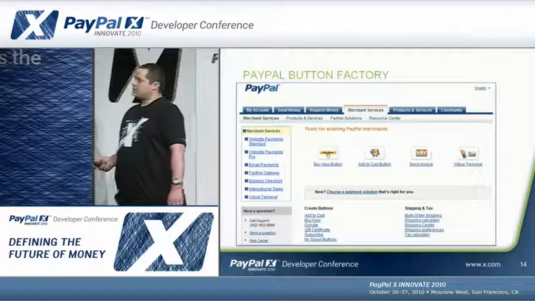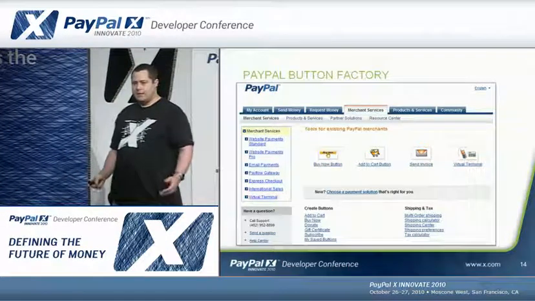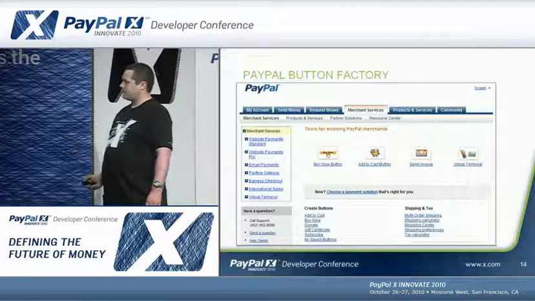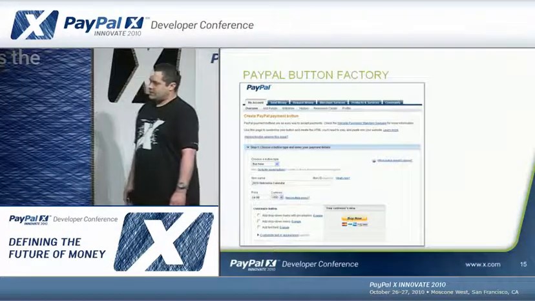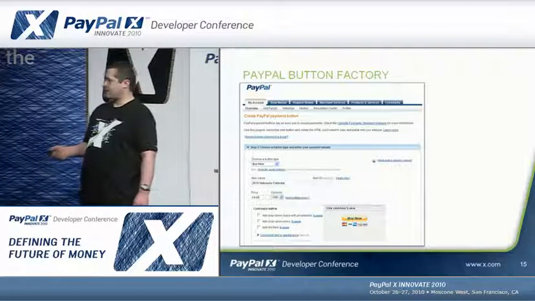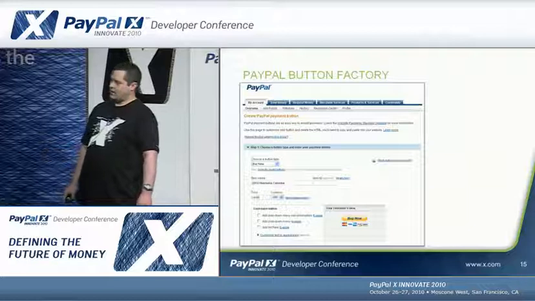So the example that I'm going to do here is I'm going to create a Buy Now button. So I'm going to start off by clicking on where it says Buy Now button there. The next page that I'm going to get is just going to be a simple form. It's going to ask me for the name of the item that I'm selling, the price of the item.